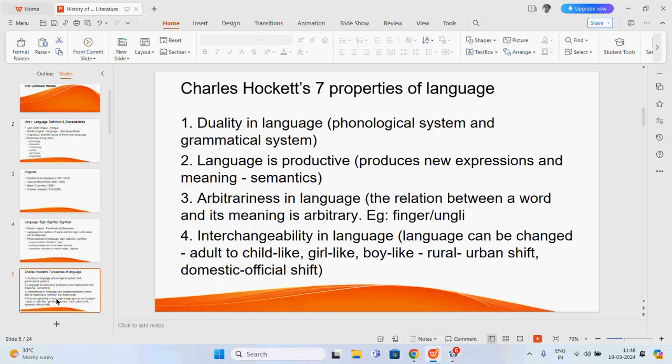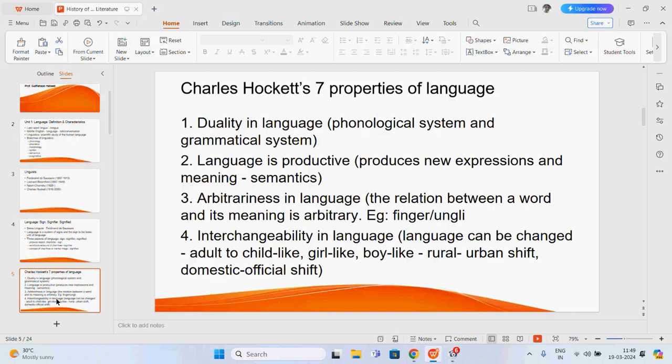Bullet point 3. Arbitrariness in language. Language is extremely arbitrary. The relationship between a word and its meaning is arbitrary. Suppose I say finger, or I say pen, I say pencil. It is extremely arbitrary. Something else could be finger, right? What I call a pen could be something else. Why is a rose a rose? Shakespeare says, what's in a name? That which you call a rose will smell just as sweet by any other name. So language can be extremely arbitrary.